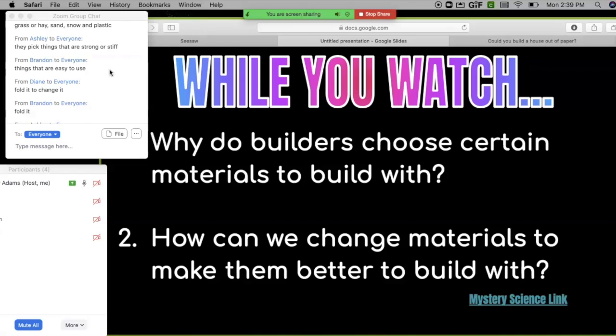Sometimes things that are flexible or moldable or bendable make good materials. And I think they used the example of concrete.